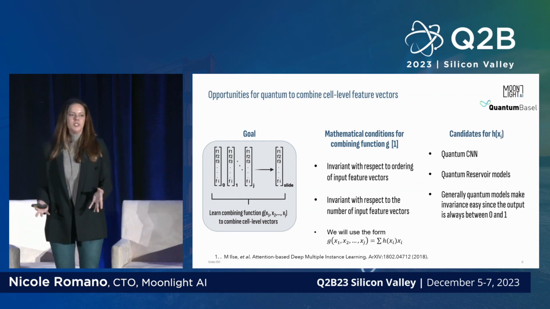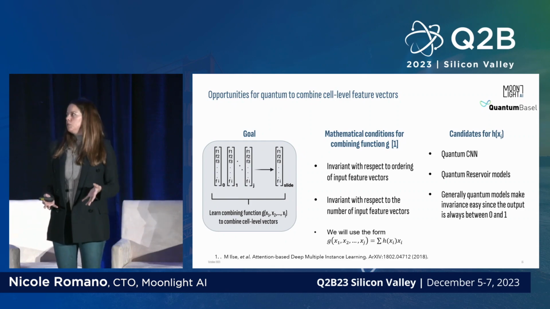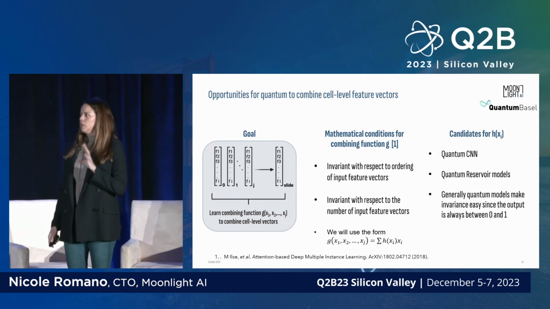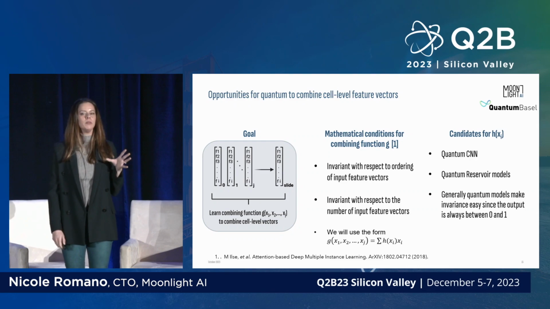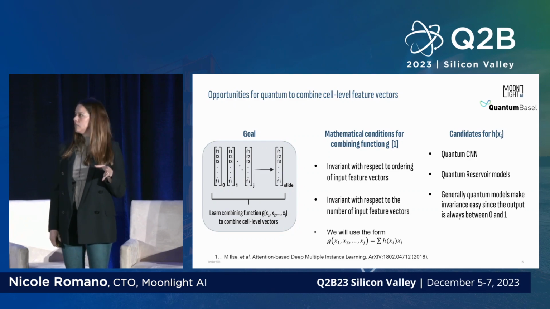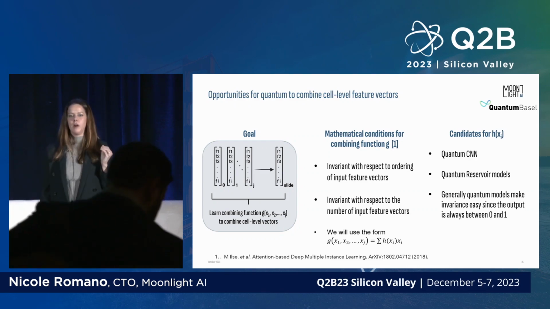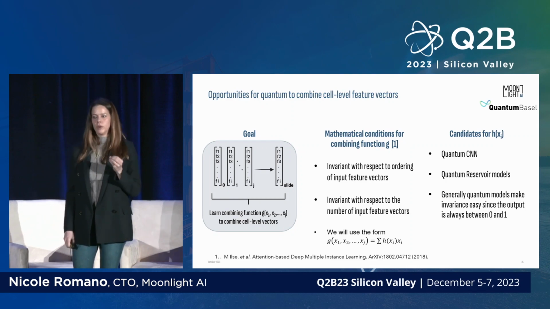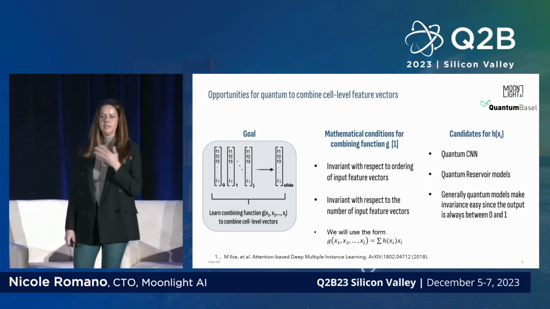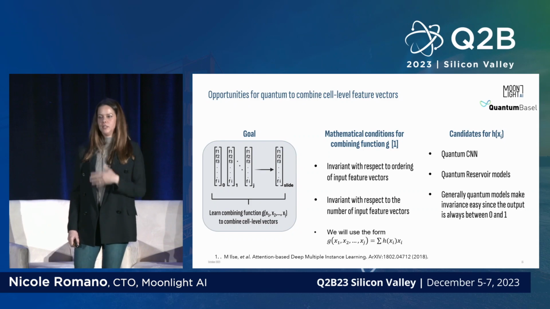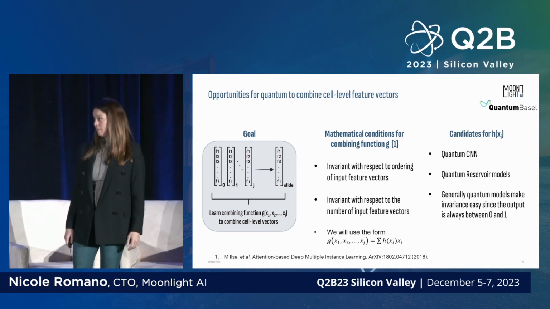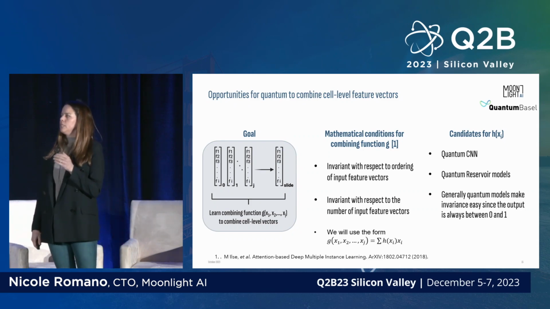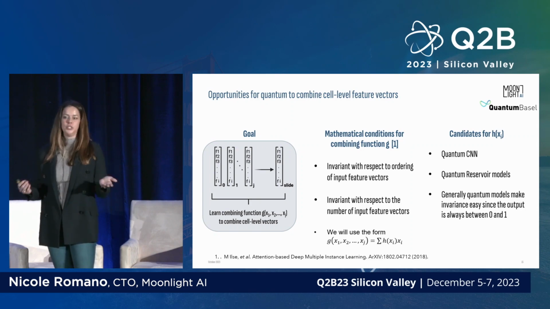Now, moving on to what we've decided to work with from a quantum perspective. So once again, our goal is to learn a combining function, g of x, and we have a couple of mathematical conditions that we need to satisfy. The first is that we are invariant with respect to the ordering of the cells in the bag, because every bag is just a collection of cells and the sequence that we feed it to the model doesn't matter. The second condition is that we're invariant with respect to the number of cells in the bag. The sample size should not matter.